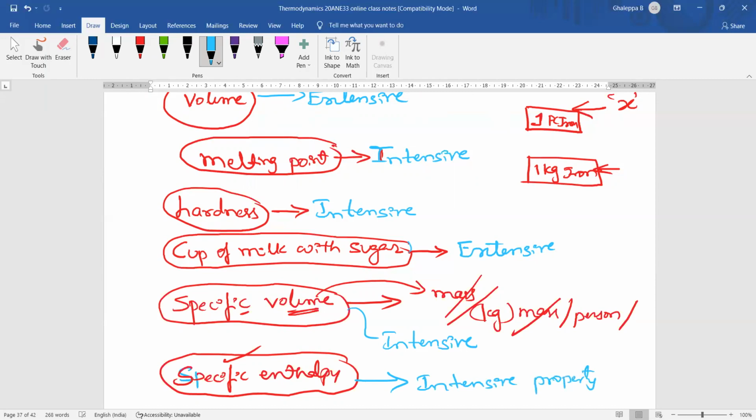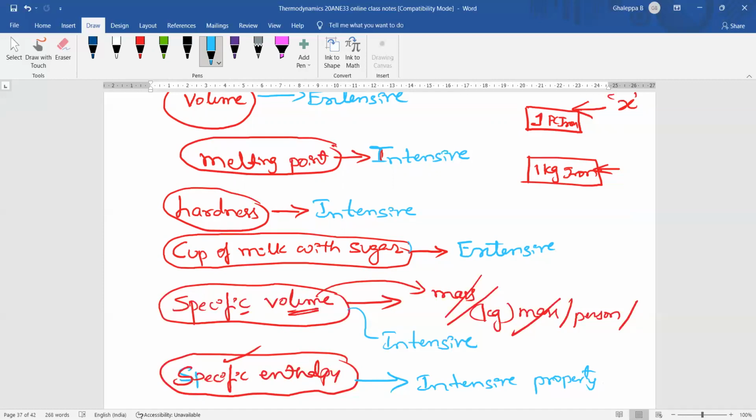In the university exam, they may ask you to define property and explain two types of property with examples, intensive and extensive. Or they may ask the same question in a different way. They give 10 to 12 examples, and out of those you need to classify. Some belong to intensive property and some to extensive property. You have to make two columns, write the definition and classify.